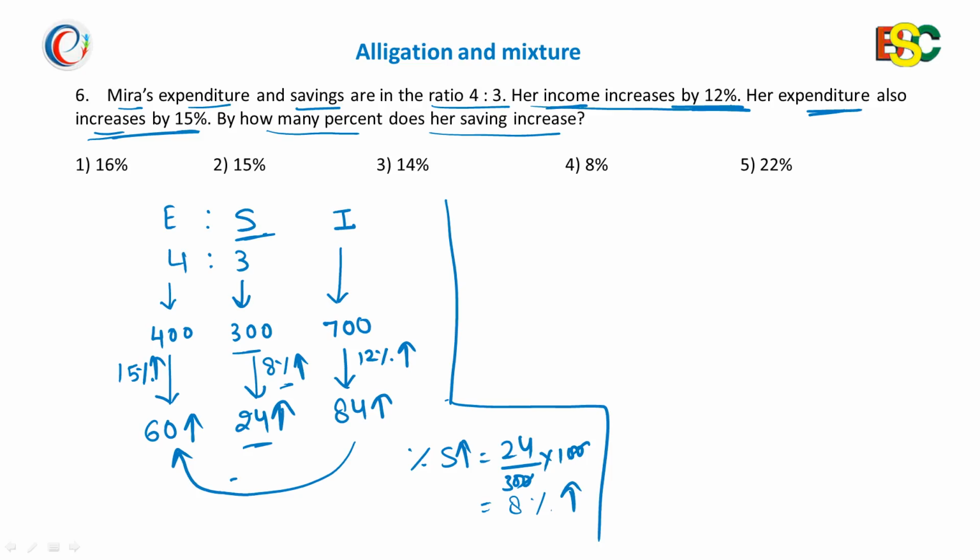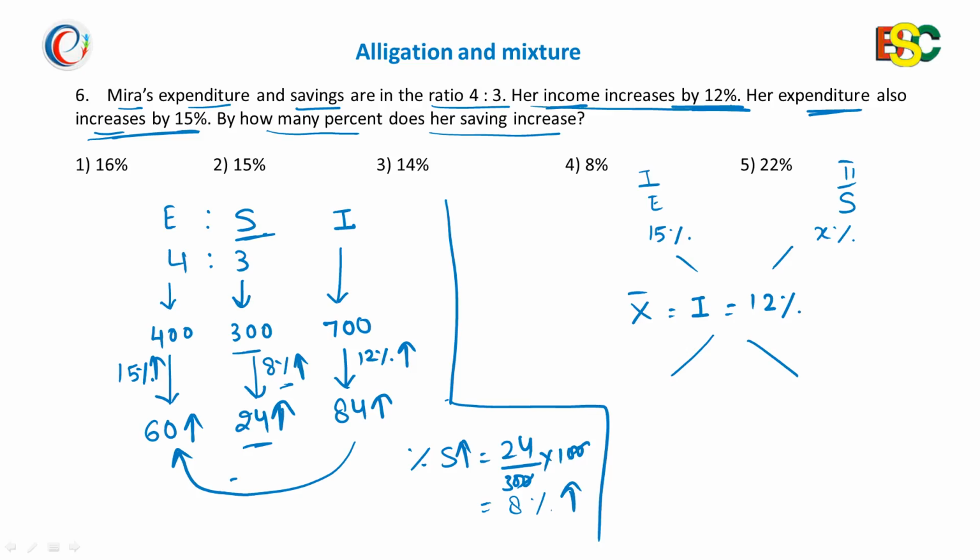But you can find the answer to this question in just a fraction of a second by using the alligation tool. Now understand how to apply the alligation tool to this method. Here we take the weighted mean as the increase in income of Mira, that is 12%. Now the two quantities will be her expenditure and saving. Since the increase in expenditure is given as 15%, quantity 1 becomes 15%, and we are assuming that our saving increases by X%, so quantity 2 becomes X%.